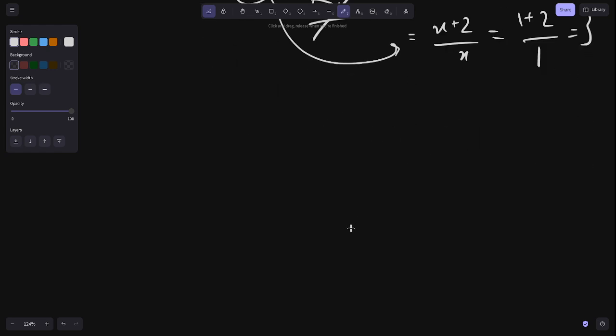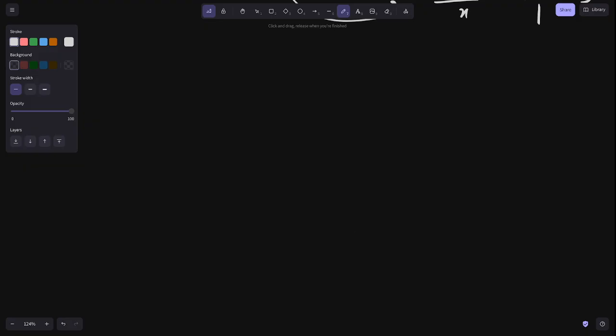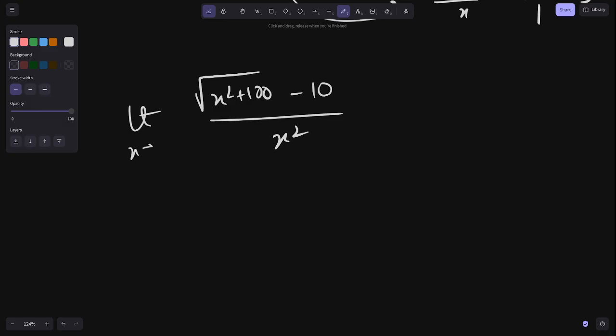Sometimes you have to do a bit of math as well. So for example, let's say you have (root over x square plus 100 minus 10) by x square, limit x tends to 0. In these cases, we do something called conjugate rationalization, if I am not wrong. I have studied this in school, I don't remember. So you multiply with the conjugate. The conjugate is nothing but the reverse of the upper one, something like this.